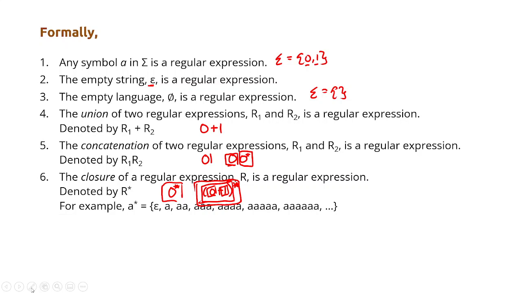For example, A star. The closure of A, A star, is the empty string, followed by A, A A, A A A, and so on. So again, the closure means you repeat the symbol or the regular expression. However, it also includes the empty string, so it can be optional.